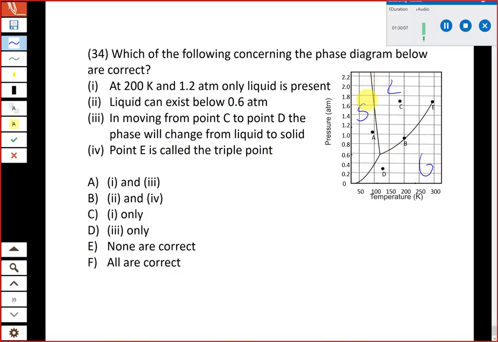And the lines that divide them are going to tell us what temperatures and pressures the phase changes occur between solid and liquid and between liquid and gas. And so let's go through the different answer choices here and figure out which one is correct.